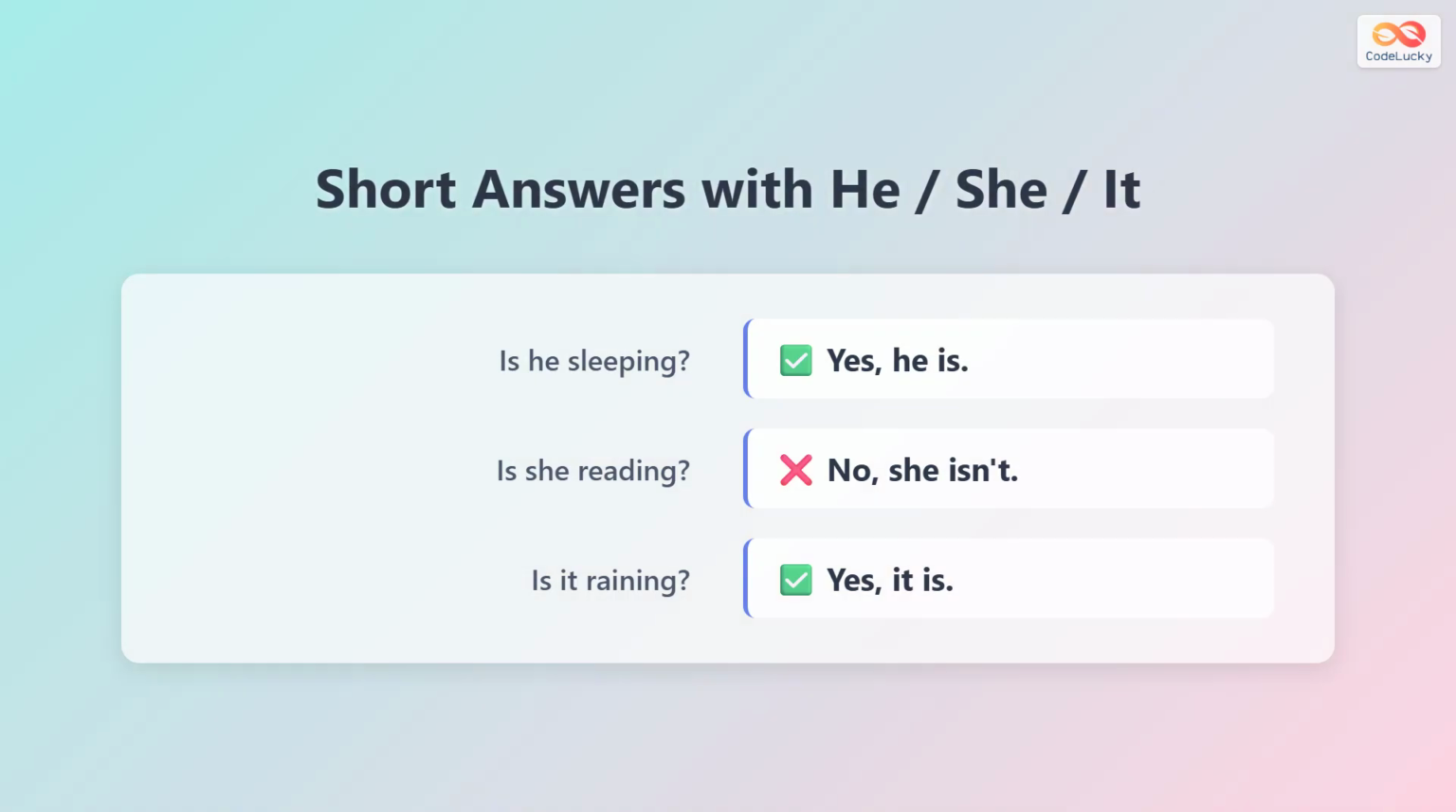Now let's look at third-person singular pronouns. When someone asks, "Is he sleeping?" you respond with yes, he is, or no, he isn't. For "Is she reading?" say yes, she is, or no, she isn't. And for "Is it raining?" the answer is yes, it is, or no, it isn't. Notice that we use is with he, she, and it, not are.